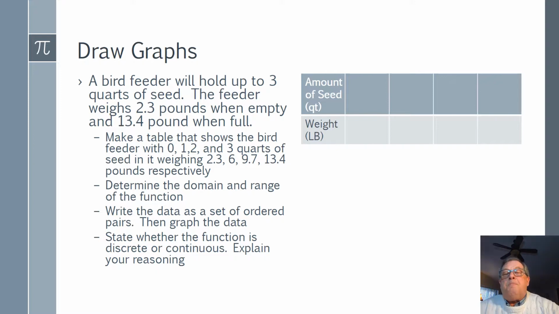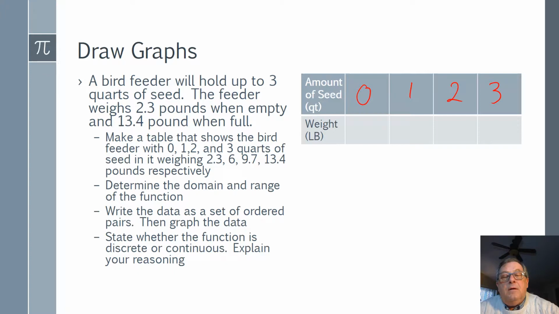So here we've got a table, and our first row is defined as the amount of seed in quarts. Well, let's see, we're told that we can have 0 quarts. Let me change the color on that, it doesn't show up very well. 0 quarts, and we can have 1 quart, 2 quarts, and 3 quarts, or anywhere from 0 up to 3 quarts.